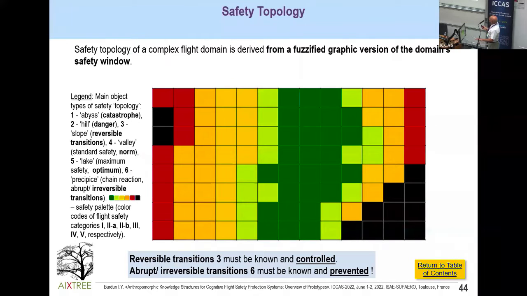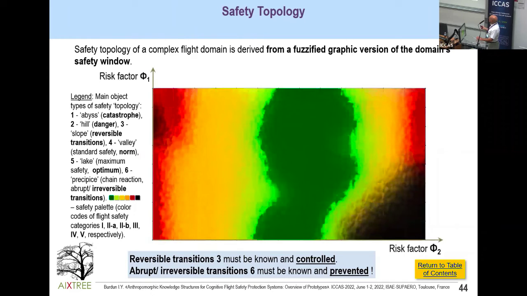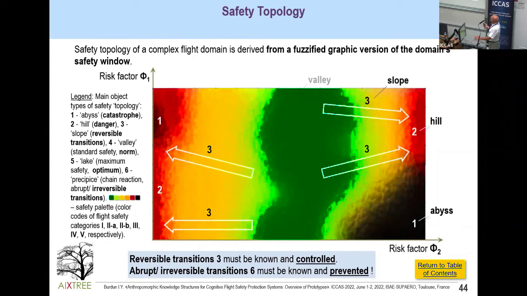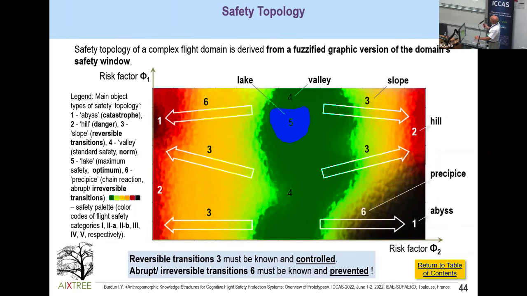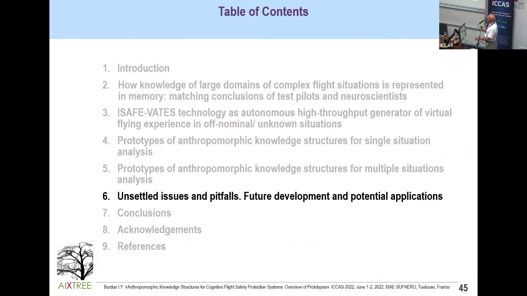This is a so-called concept of safety topology. I will fuzzify this safety window, you see, fuzzify. And after that, I will find very interesting objects here, which are abyss, then hill, slope, valley, lake. And you see, obviously, there are regions here which are not allowed for the pilot to enter. And normally pilots die, test pilots, here at the edge. Therefore, transition 3 must be controlled and transition 6 must be prevented.